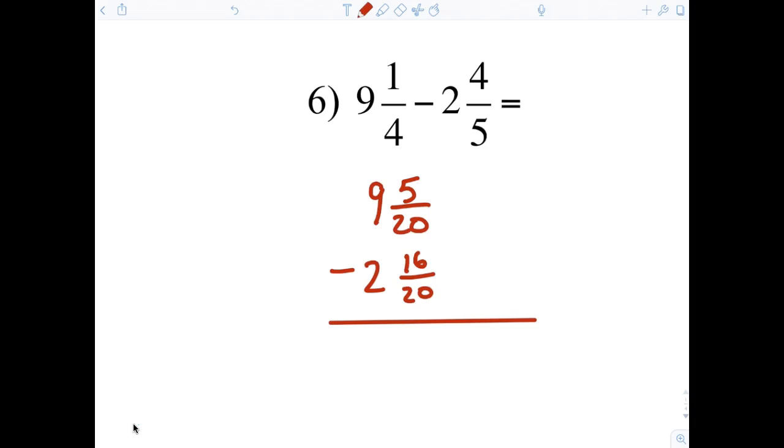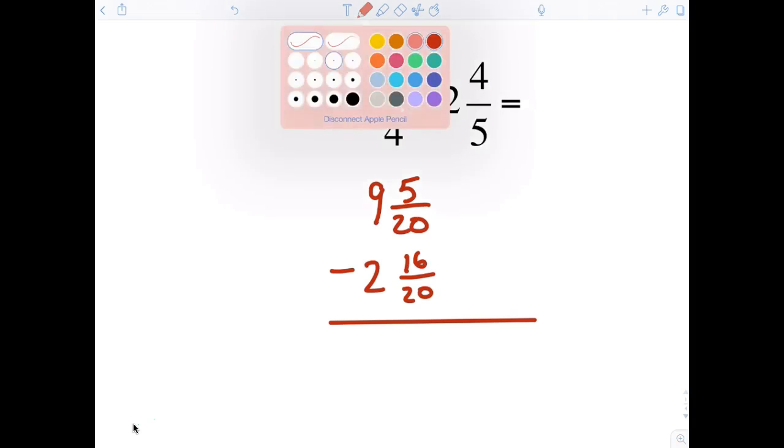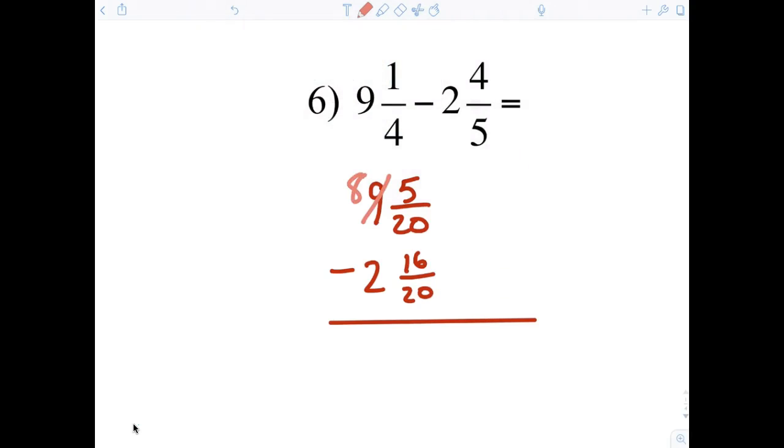Now, here's the hard part with fractions. We're not carrying over a 1. Does everybody remember you're going to borrow, so the 9 becomes a what? An 8. Now, here was the hard part. What do I do to the 5 and the 20? Does everybody remember? Oh, Miles, what did you do? You add the numerator and denominator. Yes. Very good. You add the numerator and denominator whenever you're borrowing for fractions because you're adding 1. And if you add 1, 1 is the same as 20 over 20.